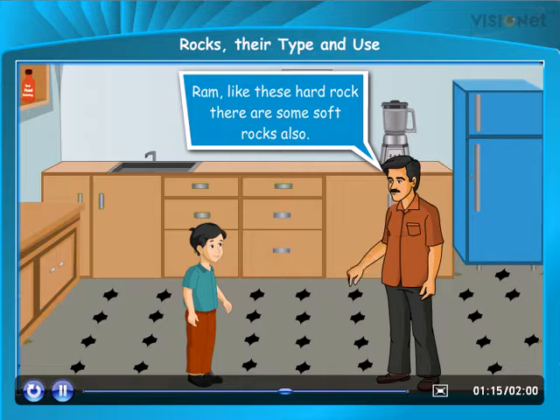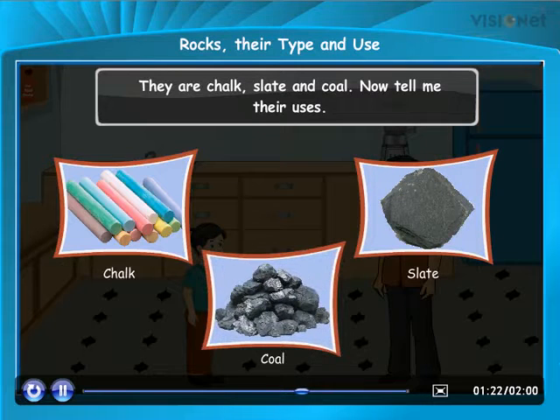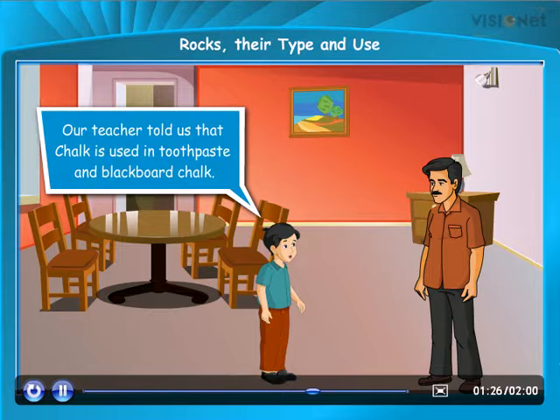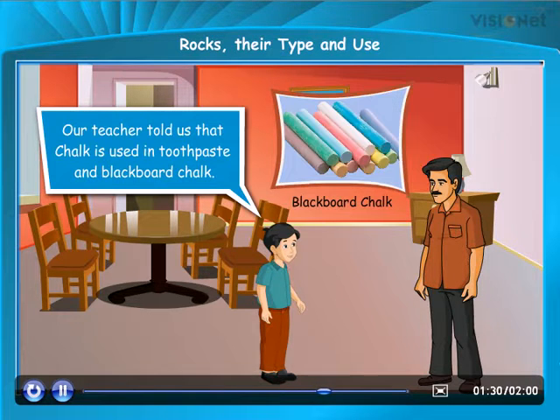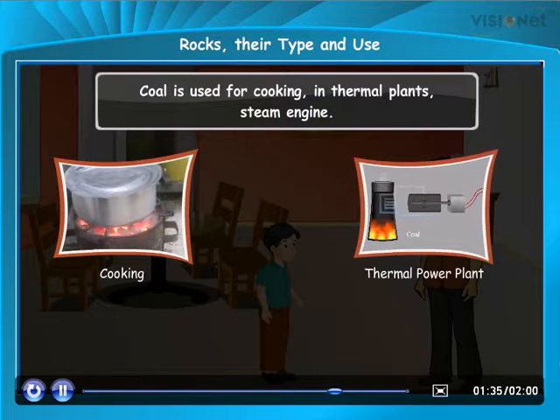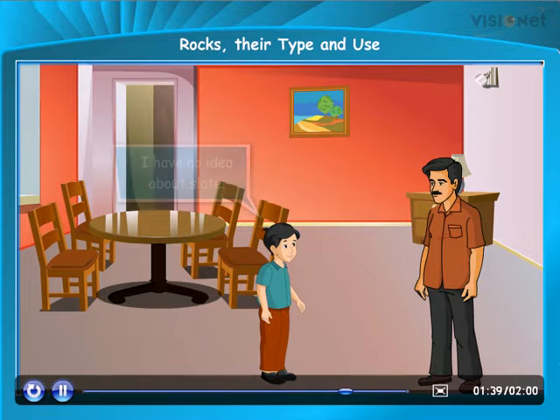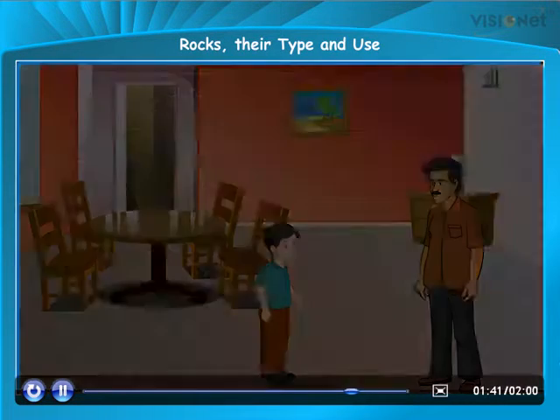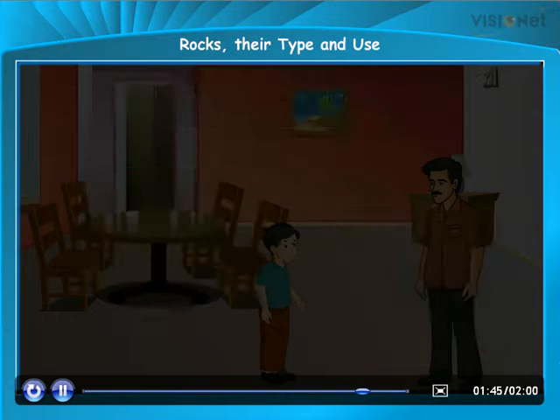Ram, like these hard rocks, there are some soft rocks also. They are chalk, slate and coal. Now tell me their uses. Our teacher told us that chalk is used in toothpaste and blackboard chalks. Coal is used for cooking, in thermal plants, and steam engines. I have no idea about slate. Very good. Slate is used in bathroom floors and blackboard roofs.